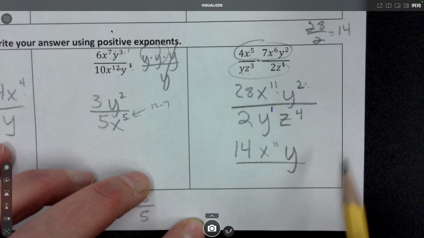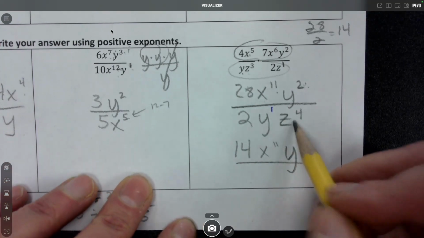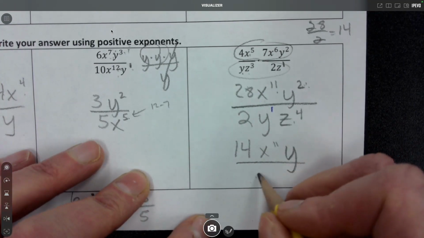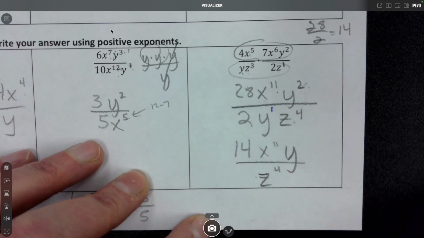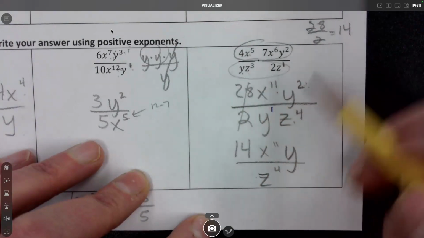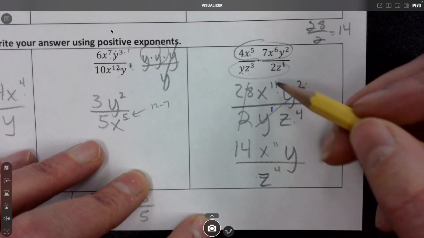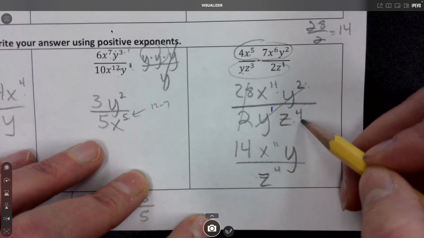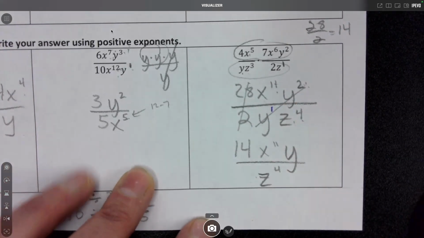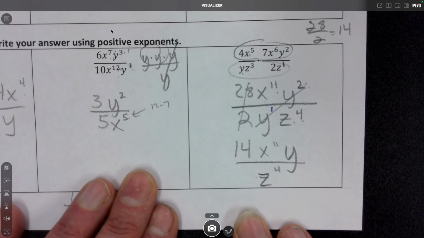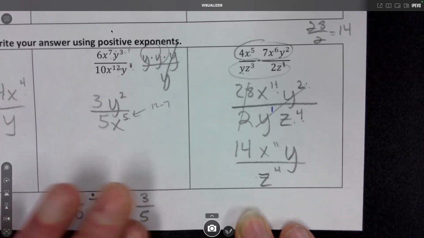And then in my denominator, what do I have? Just z? That's pretty boring. Then it's just going to be over z to the 4th. So I took care of these guys. I simplified my y's, my x to the 11th, and my z to the 4th stayed the way they were. So hopefully this helps you with exponents. If you've got questions, as always, please ask them in class.